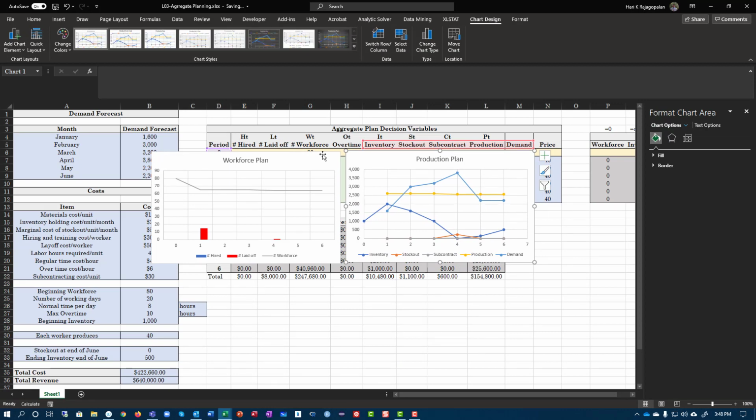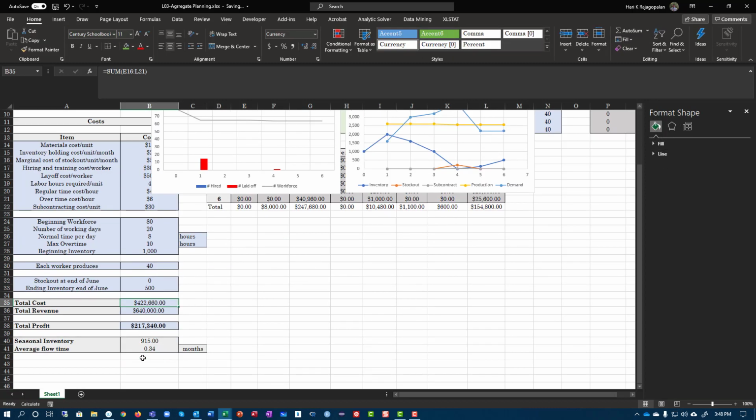So here we have our production plan, you have your workforce plan, and this in total is your aggregate plan. And in this particular plan, you show them your total cost, your seasonal inventory, and average flow time. With this, we have finished the first part of an aggregate plan.